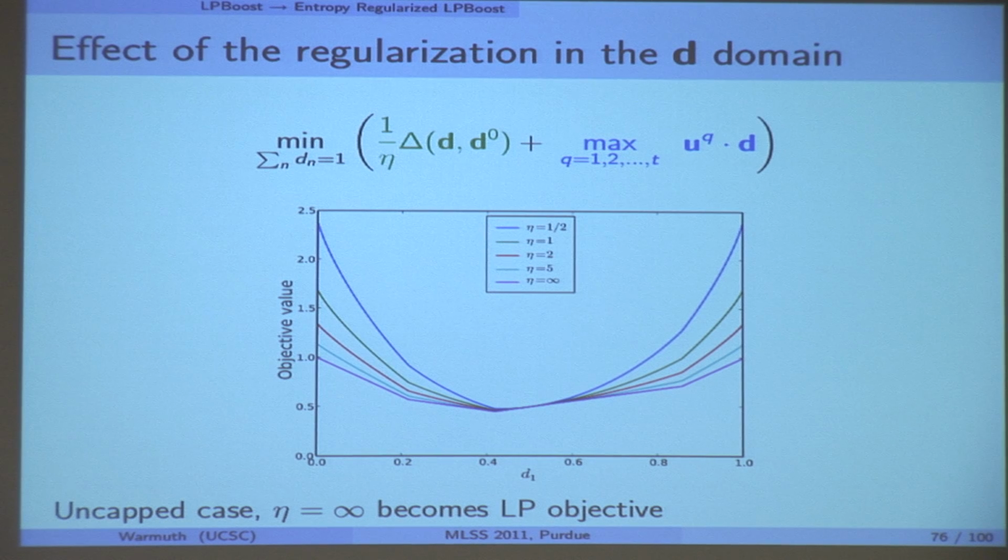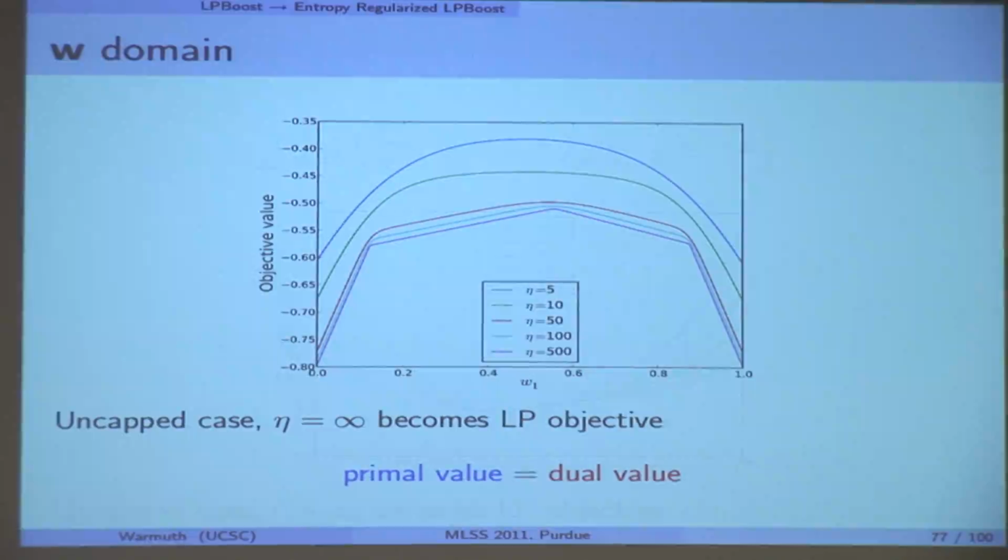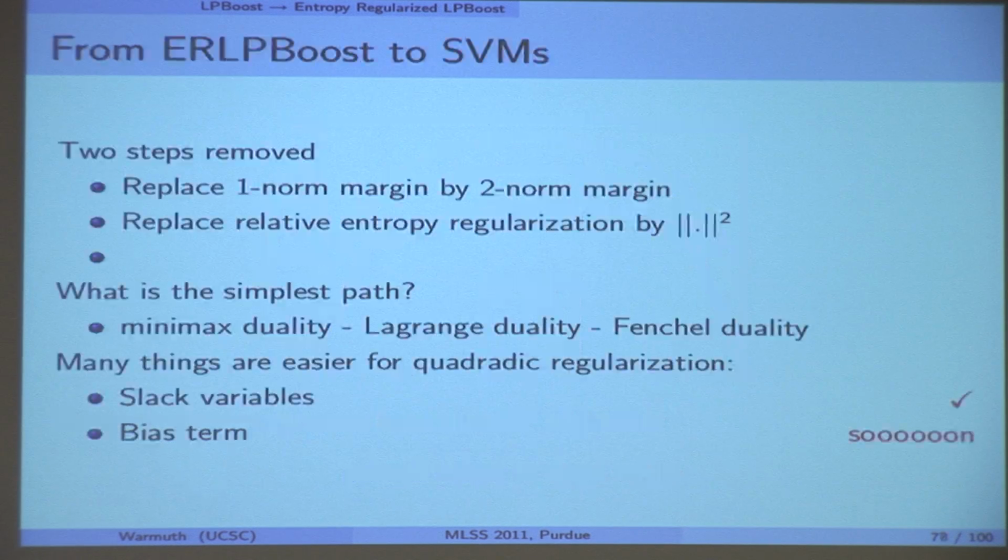So you see it here as well, what happens to the two objectives. This is the objective in the D domain. We have two domains. In the W domain, you go the other way. If you have eta infinity, you have this curve, and then it gets smooth if you make eta small. Okay? Again, for these things, these two curves meet. The primal is equal to the dual. Can't visualize it, but it's true. Is that clear? So I smoothened the objective using the entropy.